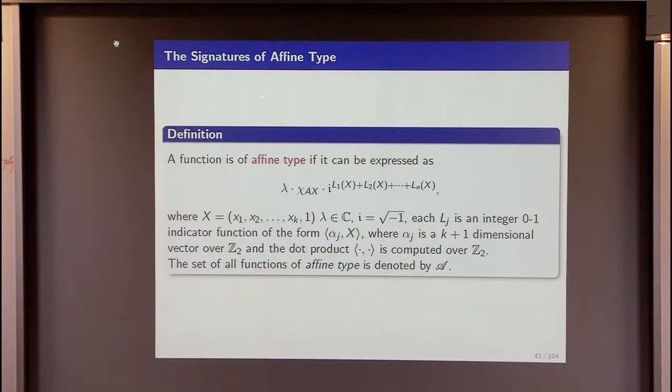Now I want to introduce another class called affine. Okay? And here's the definition. You have some constant. You have a support, a characteristic 0, 1 function on an affine linear subspace. And then you have i, the square root of -1, to an exponent of 0, 1 indicator functions summed up. And each one of them is the 0, 1 indicator function of an affine linear subspace. Okay, so this is what this is.